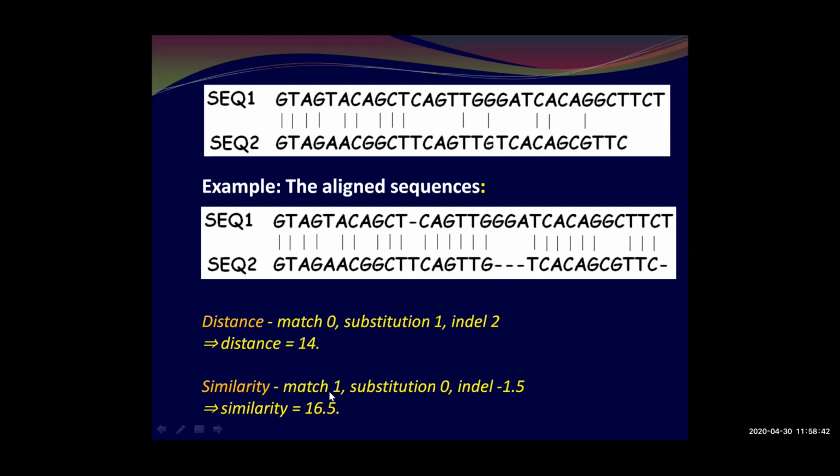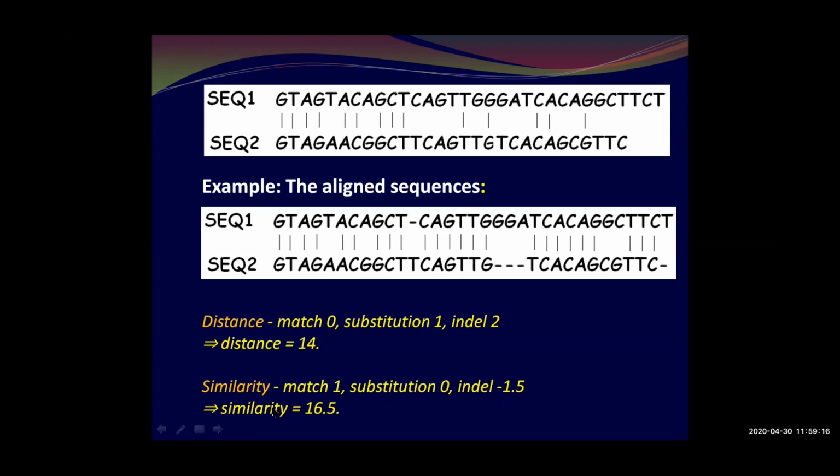So the similarity score for a match is 1. When there is a substitution, one nucleotide is replaced by another, it is a difference. There is no similarity, so the similarity score will be 0. And as I already explained, insertion deletion means it is more distant, or more difference is there, so the similarity score will be even a negative score. Let us take it as minus 1.5. Suppose we are taking it arbitrarily as minus 1.5.